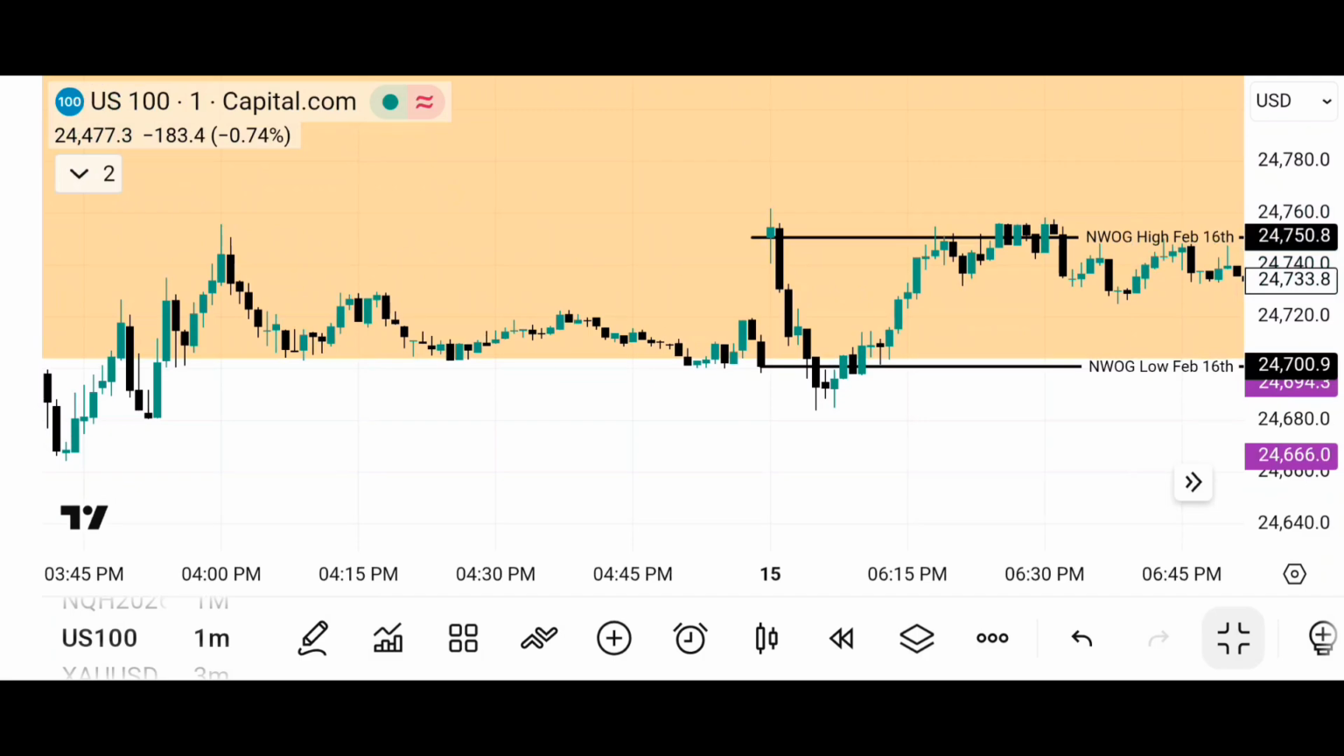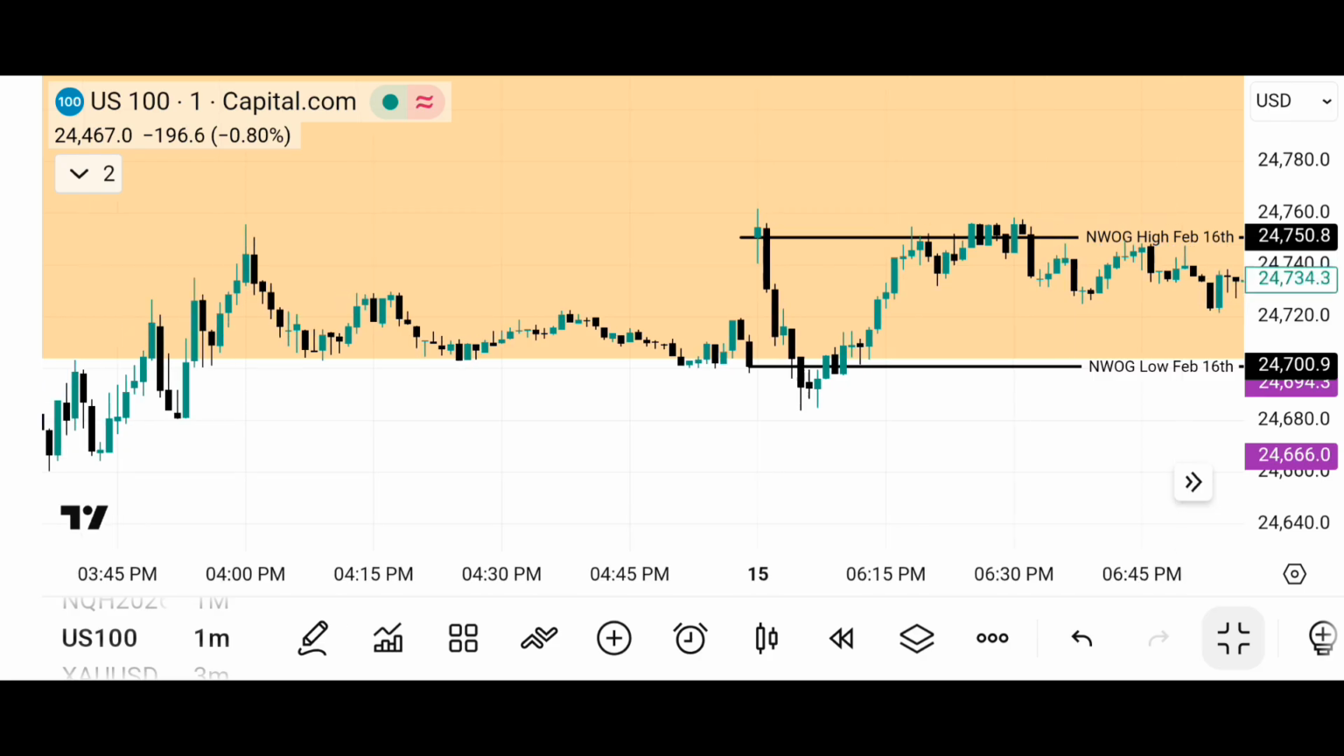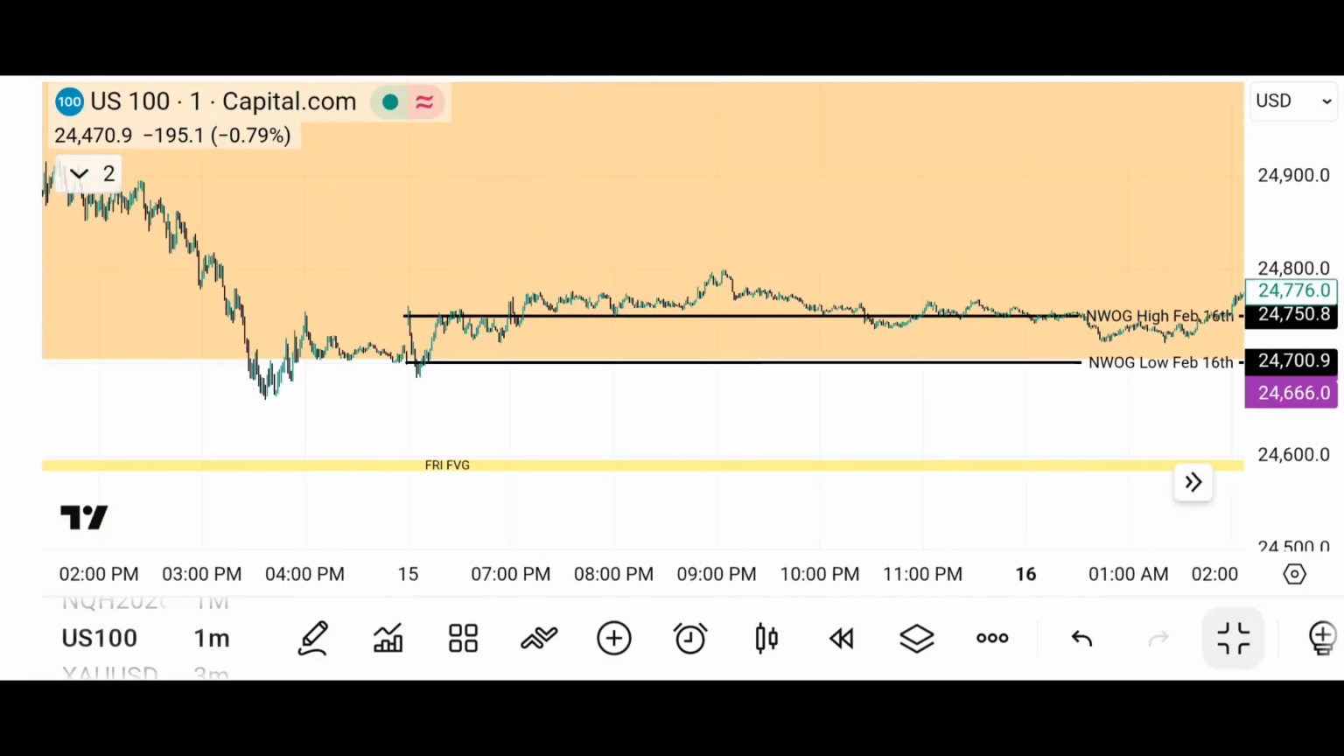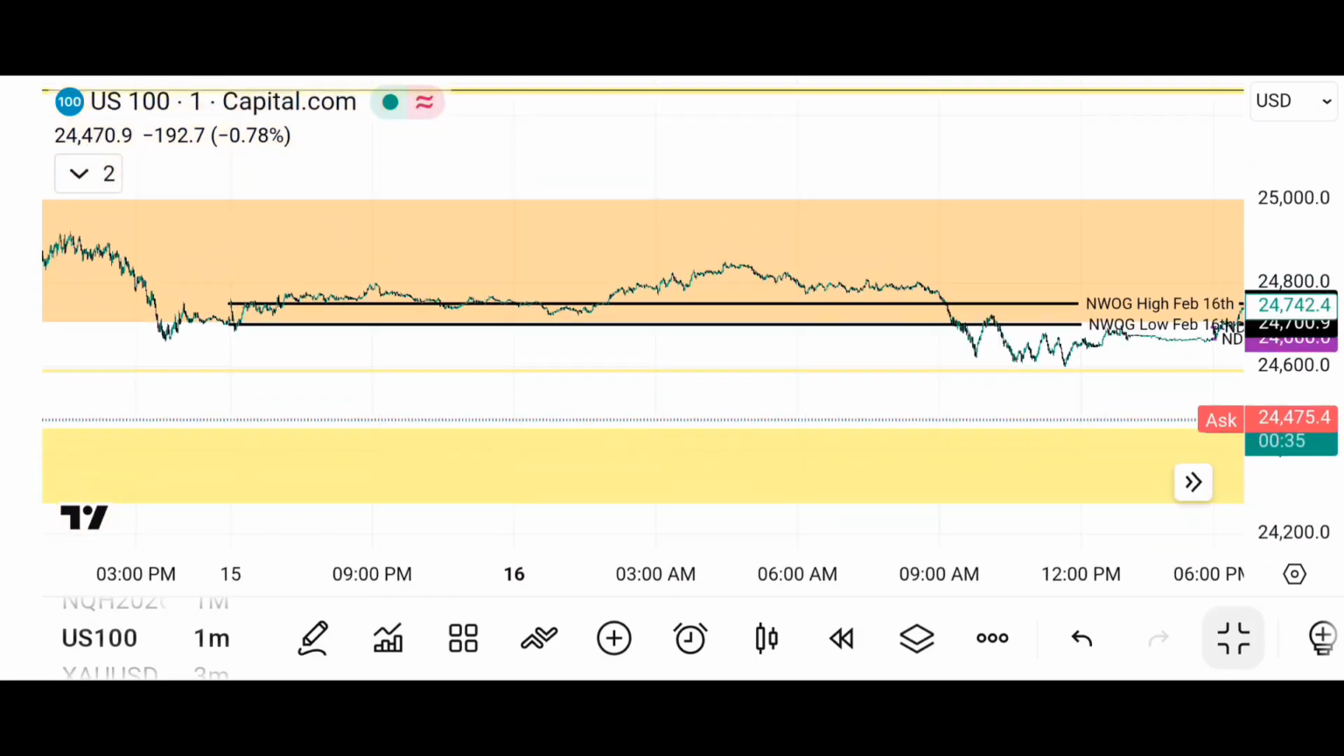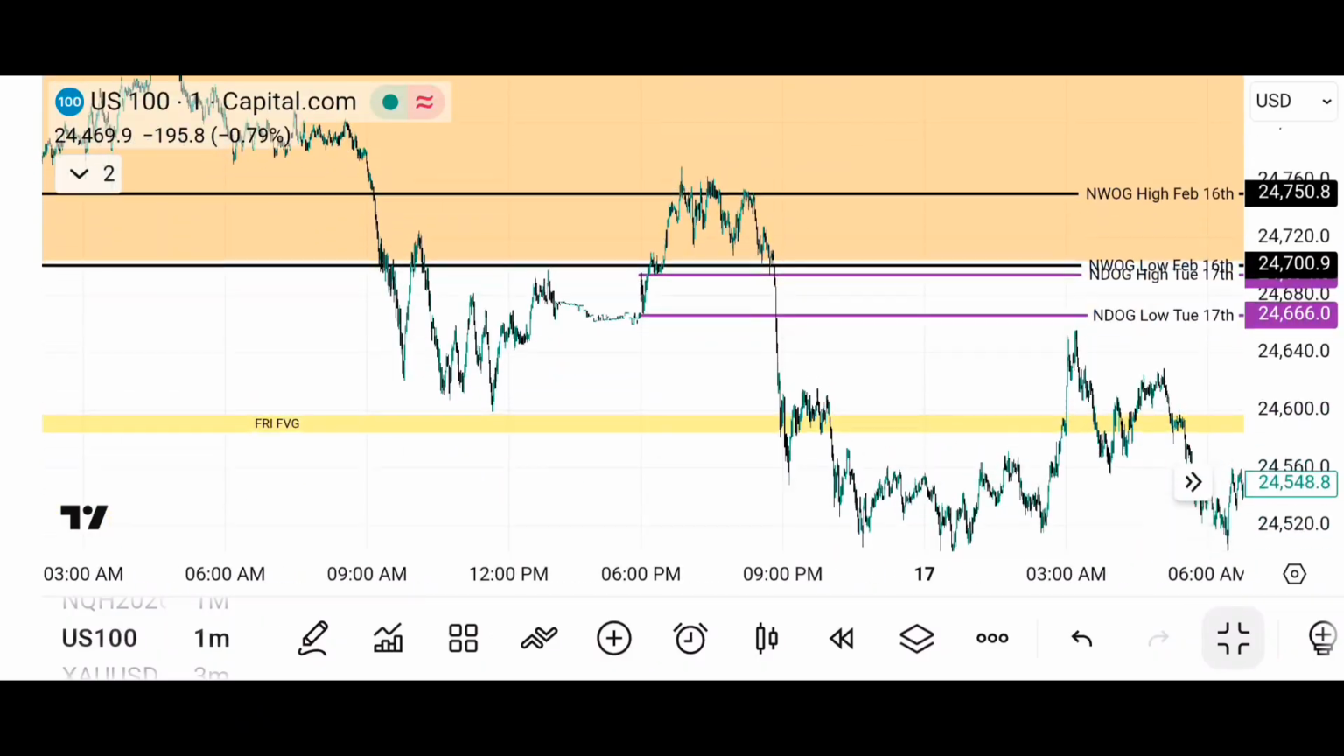Now you can go into your charts and also do this. Start marking out your new week open gap and your new day open gap, and keep the last recent ones on your charts. That's about five of them. So 5 of them for the new week open gap, 5 of them for the new day open gap. Now on my charts, you can only spot one new week open gap and one new day open gap, right?